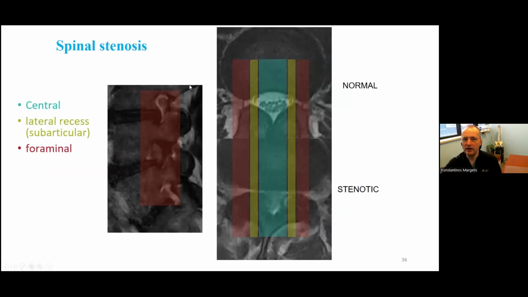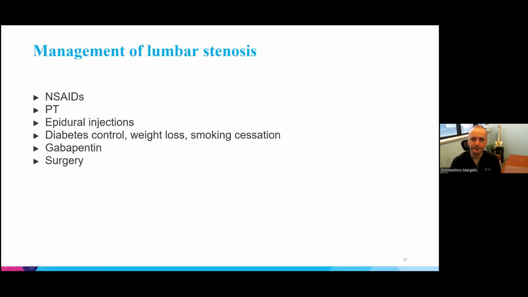Now, in addition to the disc herniation, another cause of nerve compression is spinal stenosis. Usually, we reserve that term for when we have overgrowth of the bone or the ligaments. And there are usually three zones that we use to describe the spinal stenosis. It might be a central zone here where we have compression of the thecal sac. We have this lateral recess, which is this area here. And then we have the foraminal zone, which is this area here. So we can have stenosis in any of these three areas and pressure on the nerves.